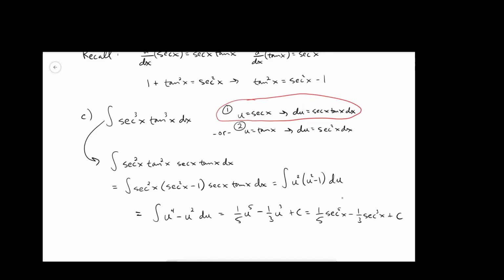All right, everybody see how that worked? And that's kind of what you're looking for when you're dealing with secants and tangents. And really, this is how all of these are going to work. Either u is going to be secant or it's going to be tangent. You can just kind of say, well, let's see, what happens if I make it be the first one? What happens if I make it be the second one?